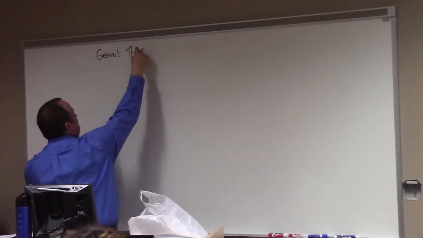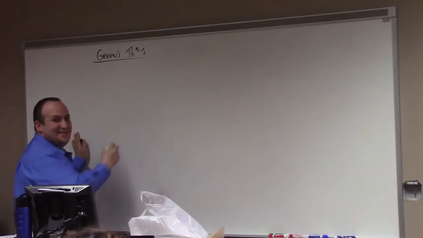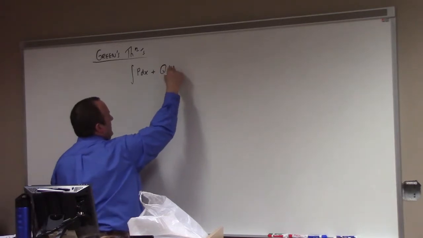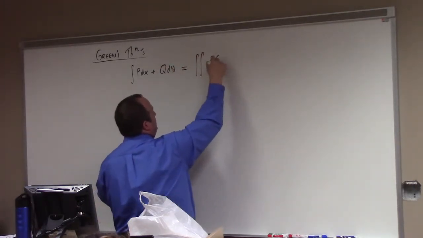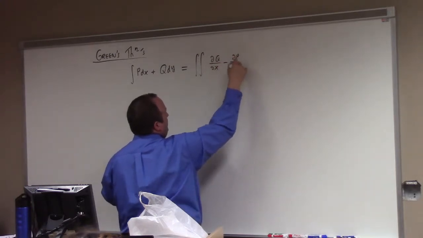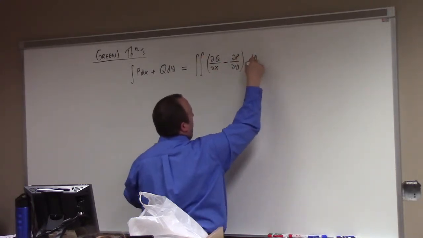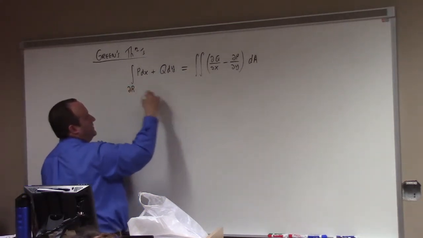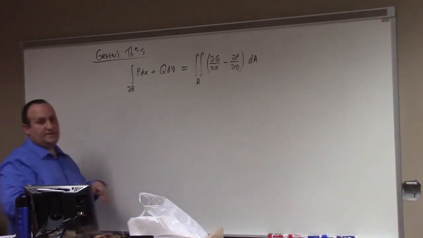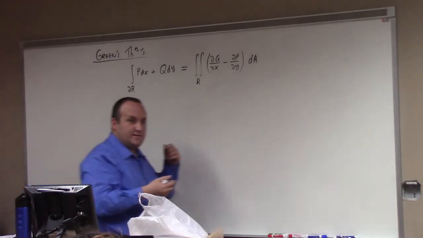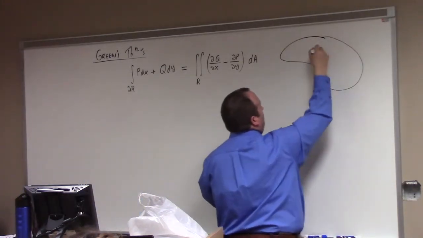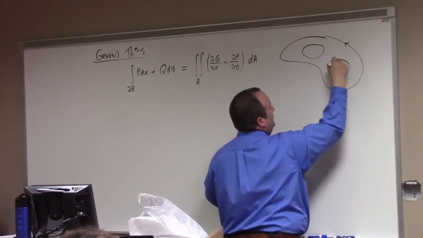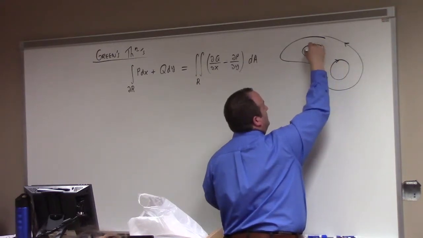The one we had was that the integral of p dx plus q dy was the double integral of partial q partial x minus partial p partial y. This would be over the boundary of the region, and this is over the region. This still makes sense with the understanding that the region could have holes in it. If your region had holes, the outer edge is oriented one way, but the inner edge is understood to be oriented the opposite way.